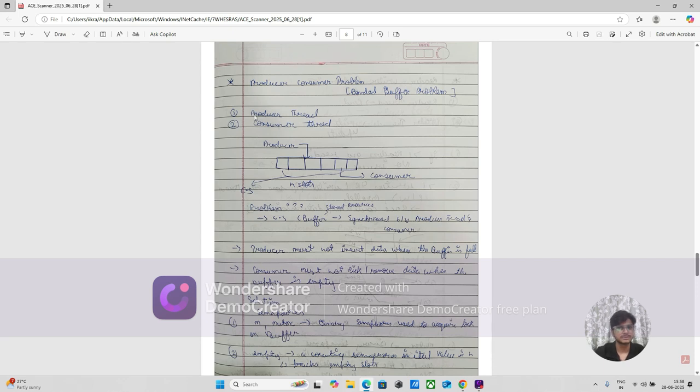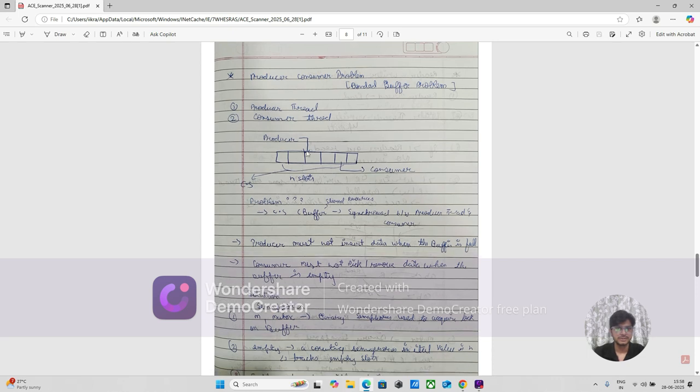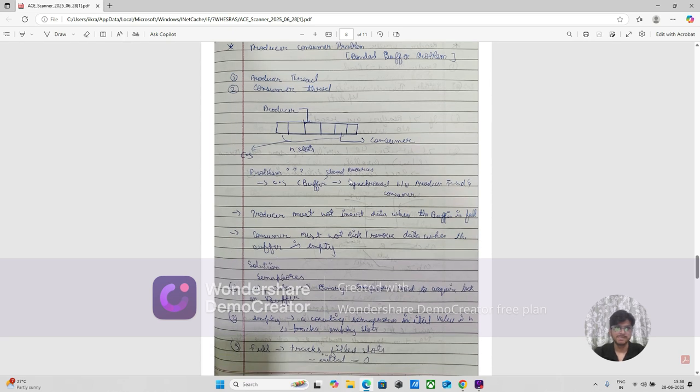What will happen? A producer thread posts something, and a consumer consumes that thing. When the producer is producing something, the consumer cannot consume it. If a producer is posting, then the consumer has to wait. When the producer is done, then the consumer can proceed.